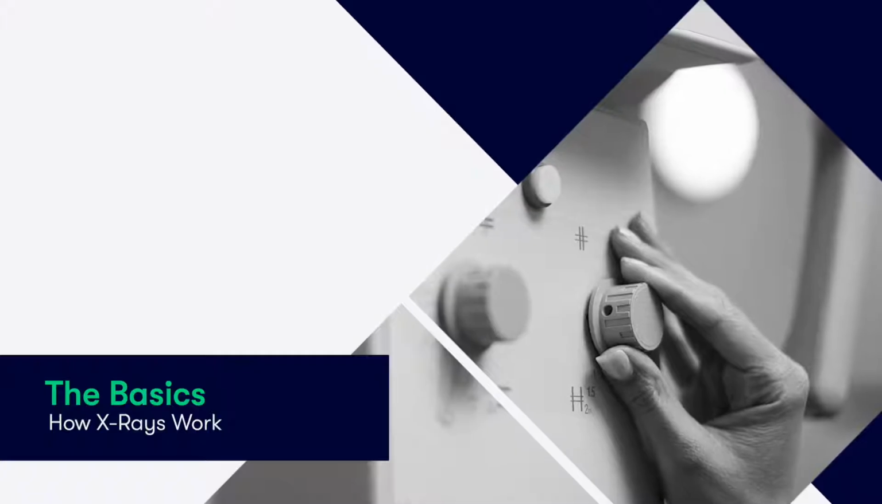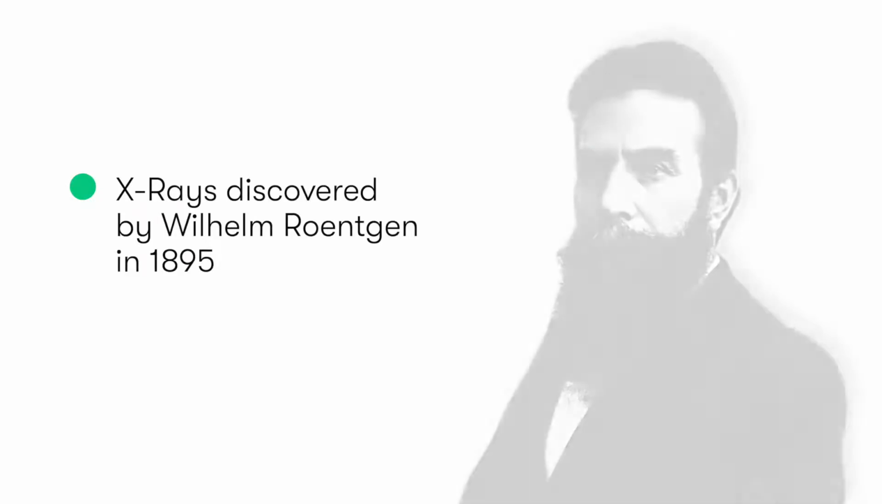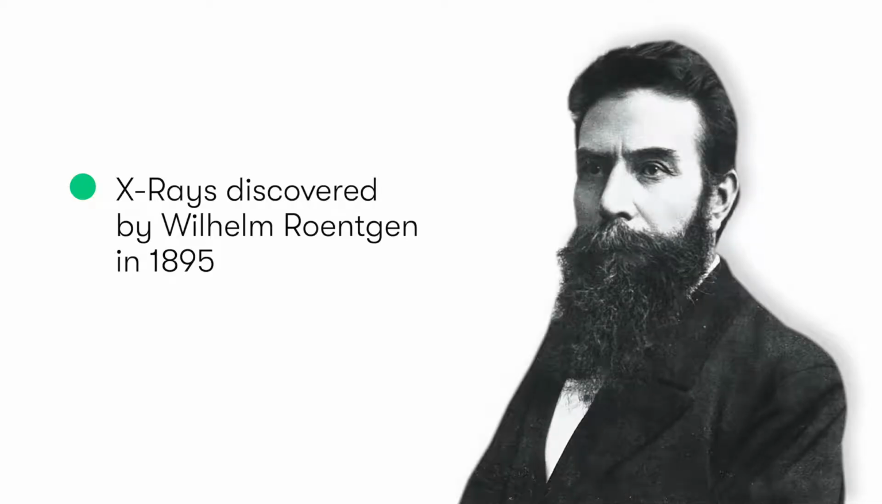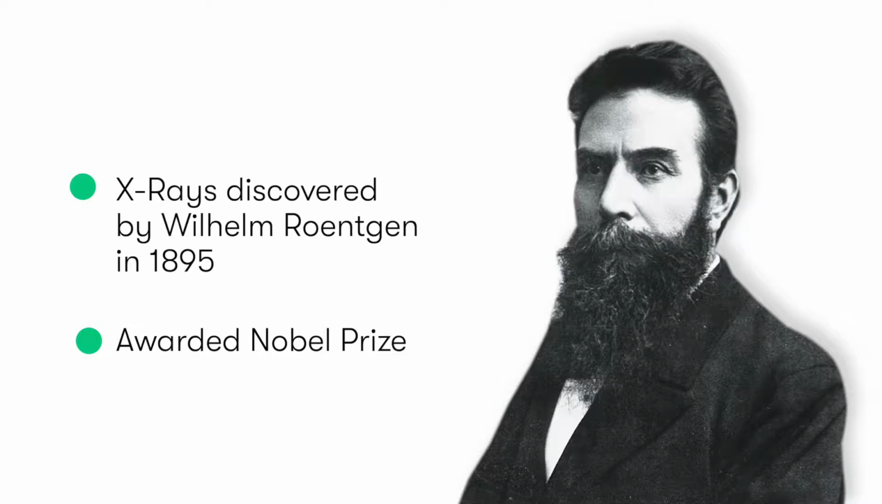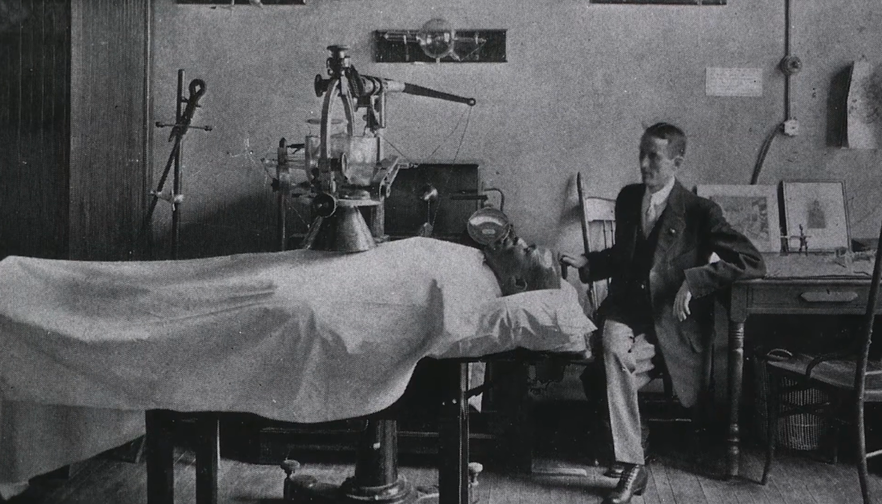So starting with the basics of X-rays. They were first discovered in 1895 by the German engineer and physicist Wilhelm Röntgen, a discovery for which he actually won the first Nobel Prize in Physics in 1901. Since then, the overall design of the X-ray machine has changed quite a bit, but the basic components remain the same.